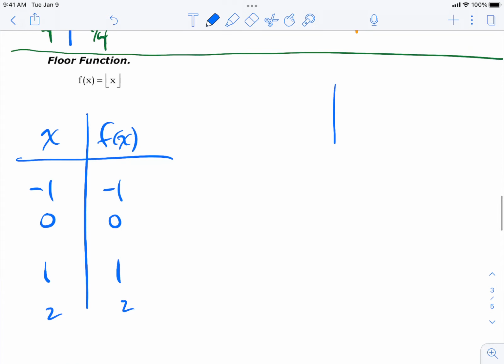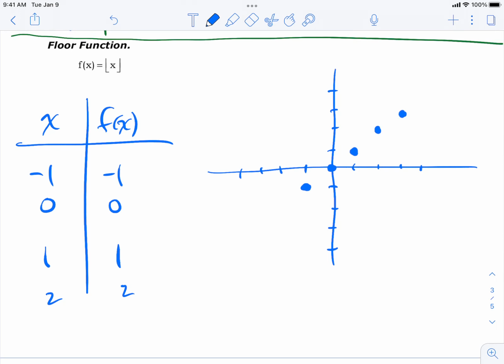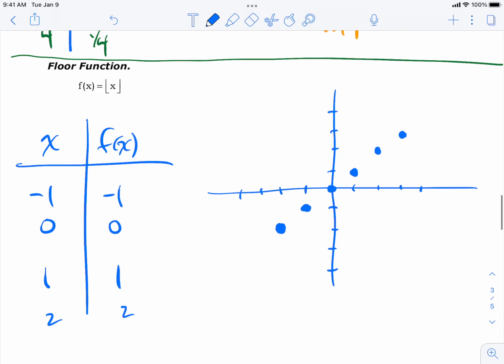So let me just start to graph this. At the moment, we have no clue why we would call this a floor function. It just looks like you plug in x, you get out x. That's what it looks like so far. I plugged in negative 1, I got out negative 1. Cool. I plugged in 0, I got out 0. I plugged in 1, I got out 1. I plugged in 2, I got out 2. Okay. This will be true. If I plug in 3, I'll get out 3. If I plug in negative 2, I'll get out negative 2. Okay, so this pattern does continue like that.